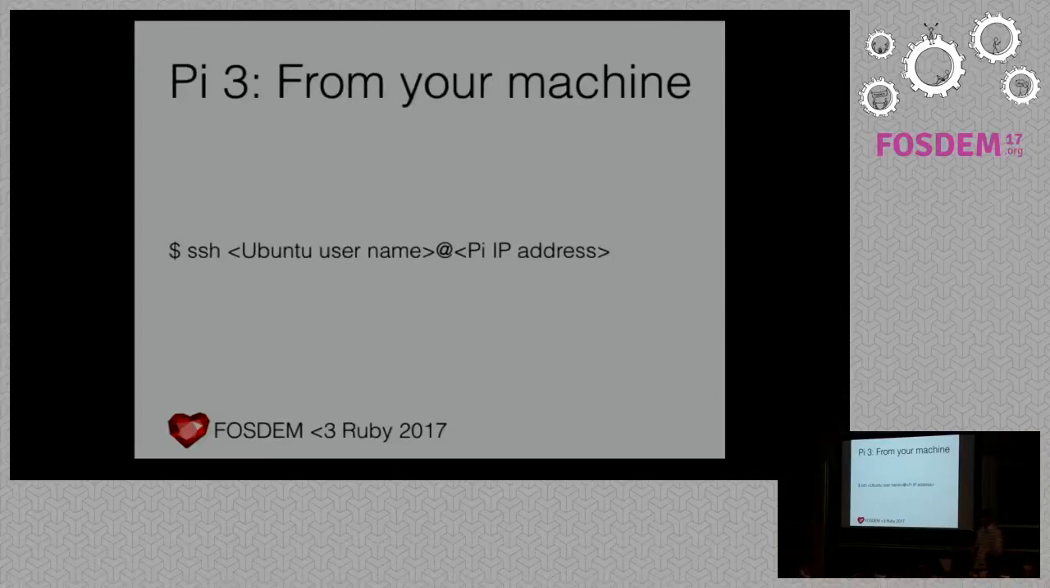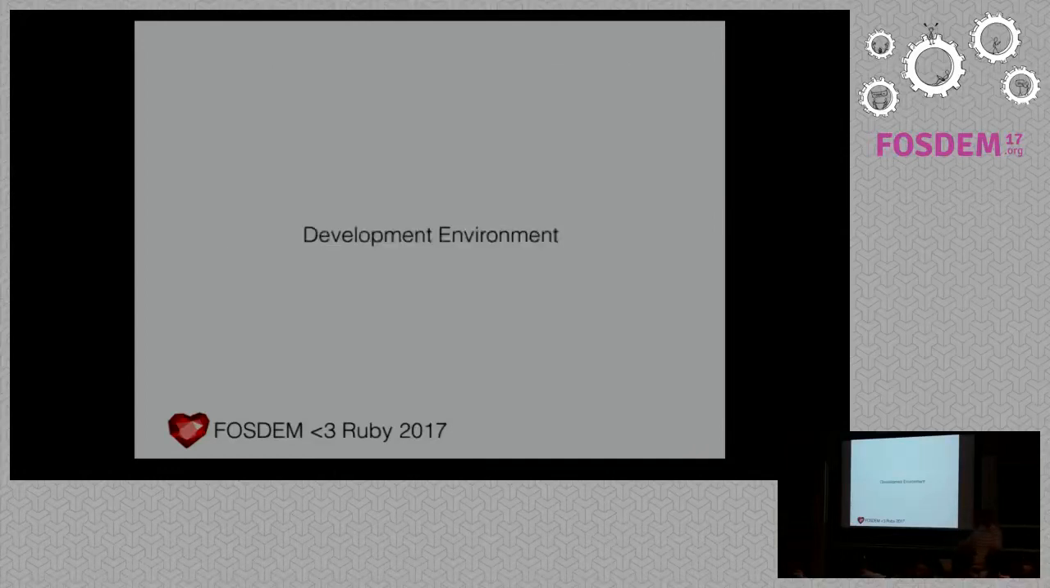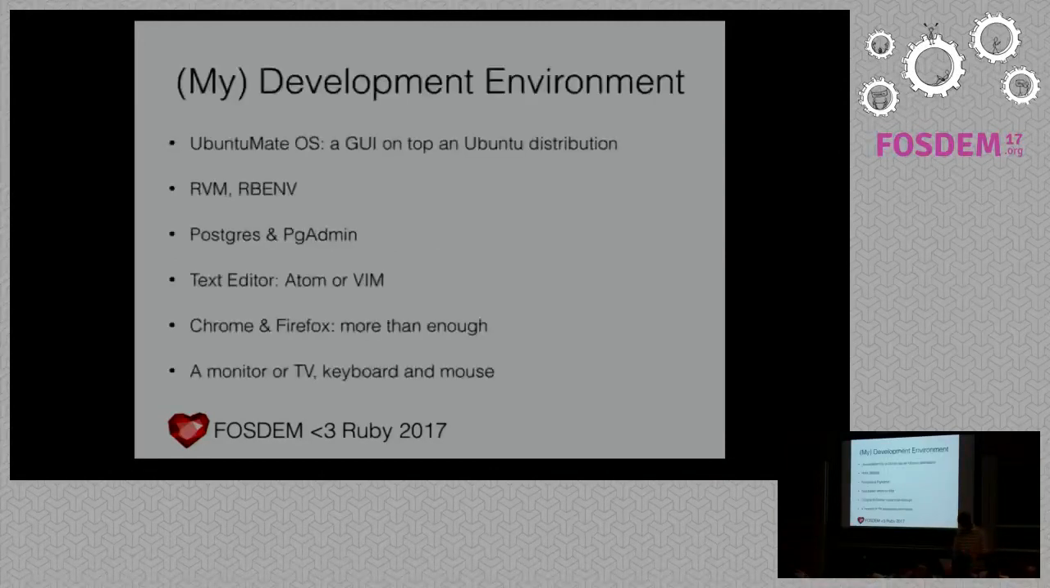As soon as you do that, you have your Linux in there. The Raspberry Pi is done. The installation is done. Now it's just another Linux machine that you are poking around. So now that you have that Linux machine, let's do some development, right? My main development environment is plain old Ruby style: RVM, Postgres, PGAdmin, a text editor, a browser, and I hook these up to my TV.